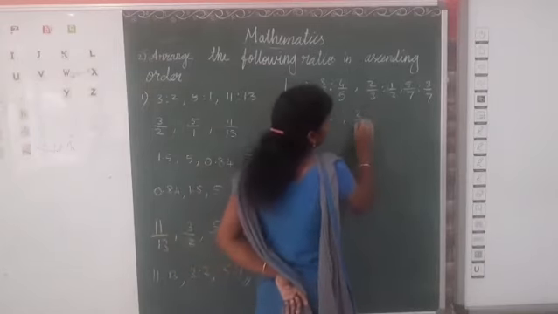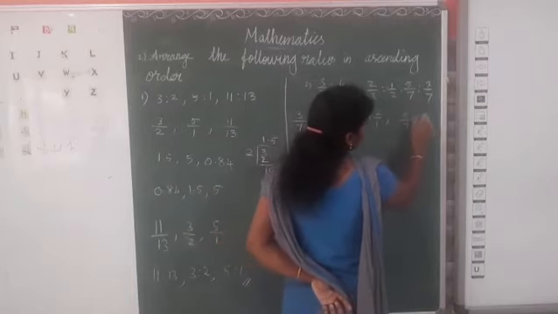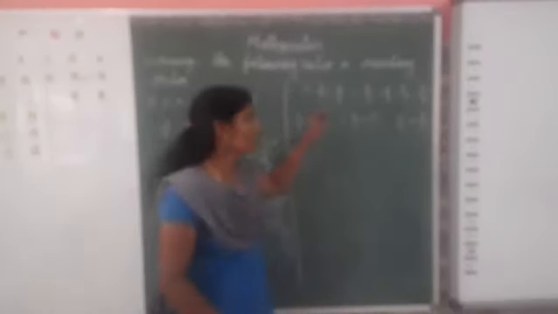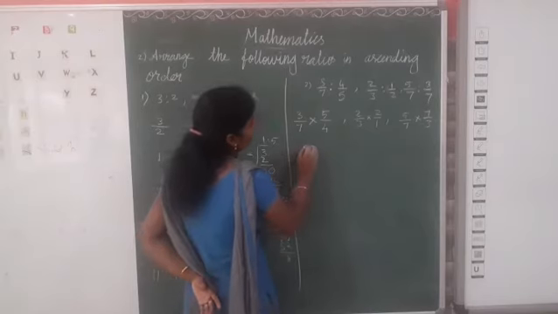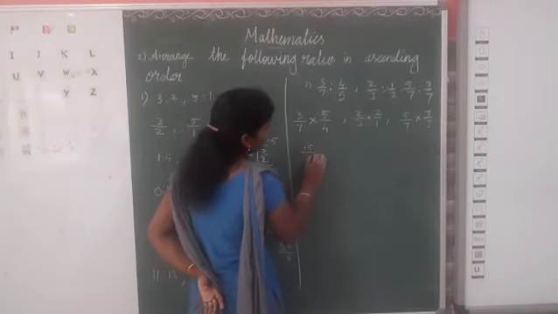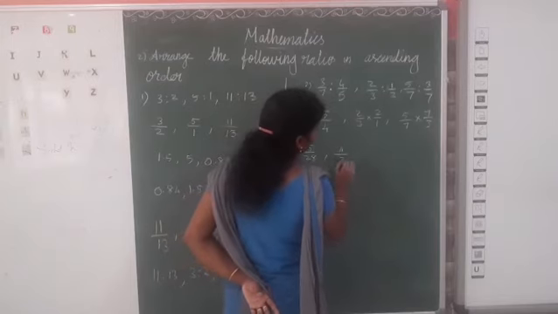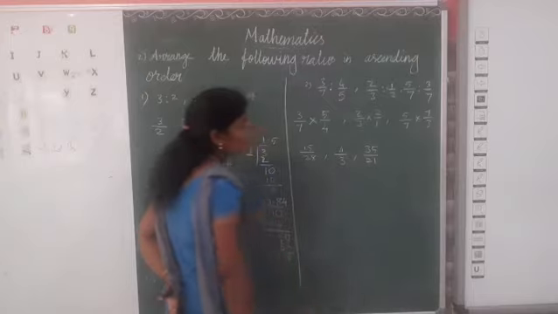Why? This ratio is division, and division is converted to multiplication by writing the second fraction as its reciprocal. Now we can write 3 by 4 into 7 by 5, which is 21 by 20.